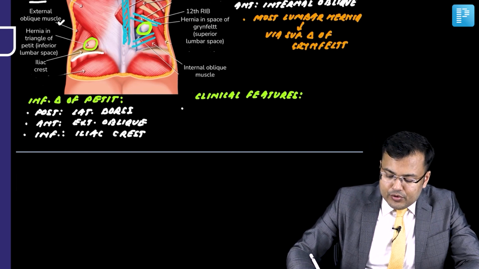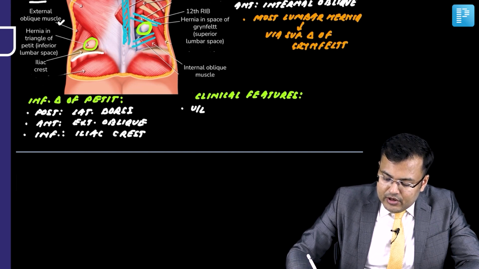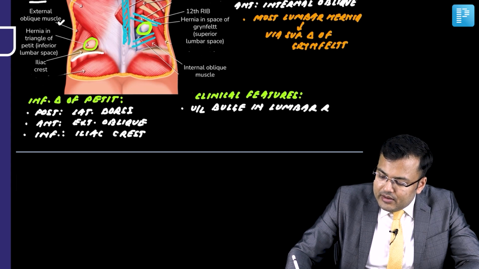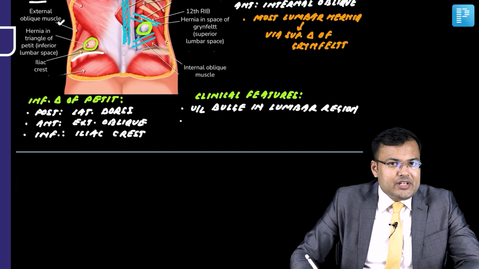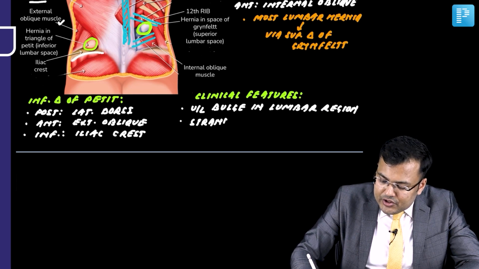Because of the large defect, most patients are unaware that they have a hernia. The patient comes to you with a unilateral bulge in the lumbar region. Clear? And which complication is rare? Since the size of the defect is large, strangulation is rare in these patients.